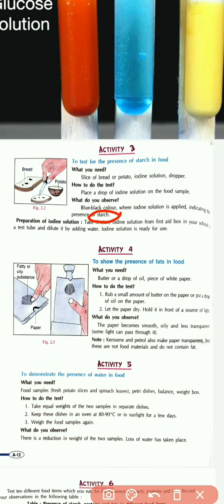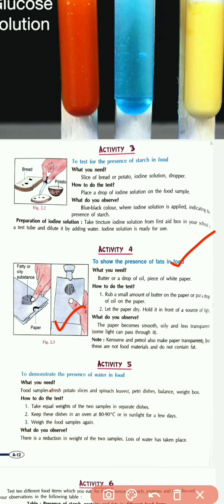Yeah. Next, in activity 4, you can see the presence of fats. So here you will need butter or a drop of oil, and a piece of white paper. Then how will we do the test? At first you will rub the butter on the piece of paper as shown in the picture, or put a drop of oil on the paper. So you can take butter or a drop of oil and drop it on the paper.